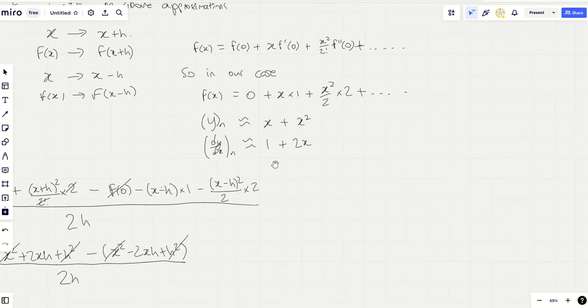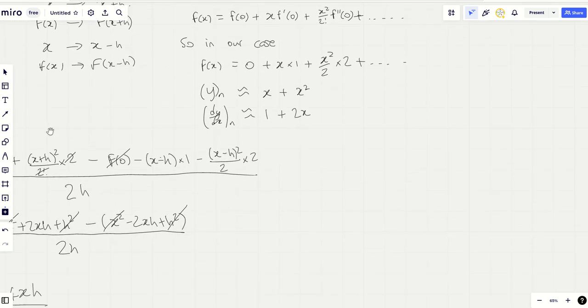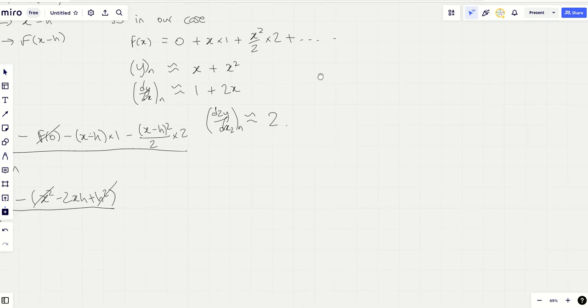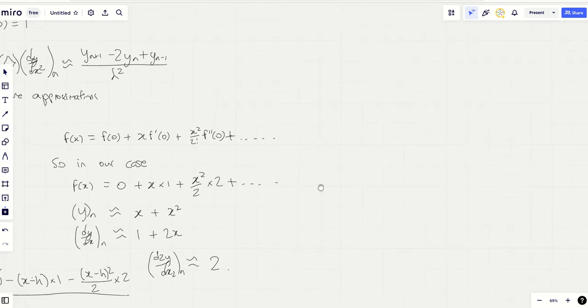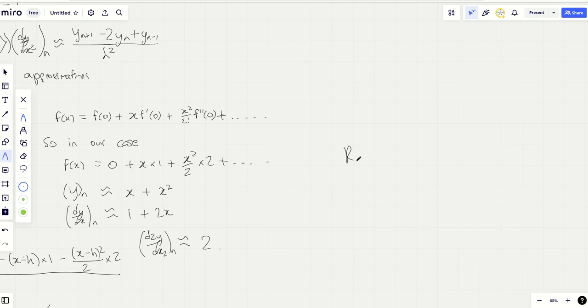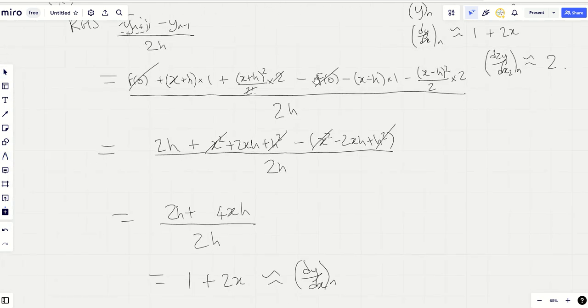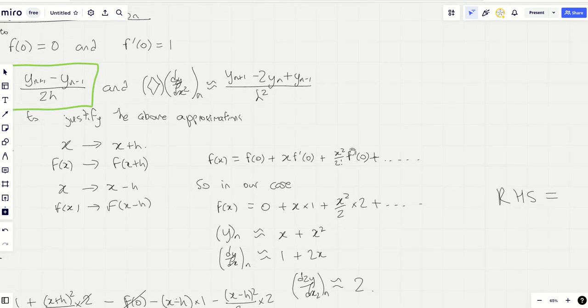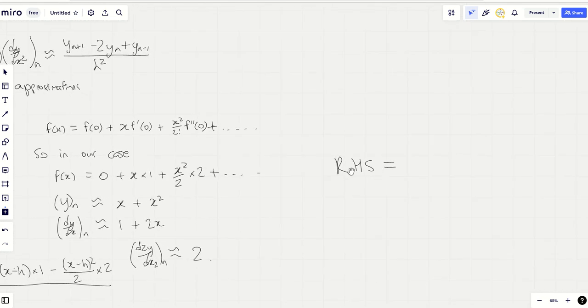But what is the left-hand side? Well, d2y by dx squared at n is just going to be the derivative of this, yeah? So d2y by dx squared at n is roughly equal to 2, yeah? Okay, so hopefully, if I investigate the right-hand side, it should end up equaling 2. Let's see. Okay, right-hand side, what is that equal to? Well, we've got exactly what we had before, but it's a plus here, and then we've got minus 2 lots of these, yeah? So, let's have a look.